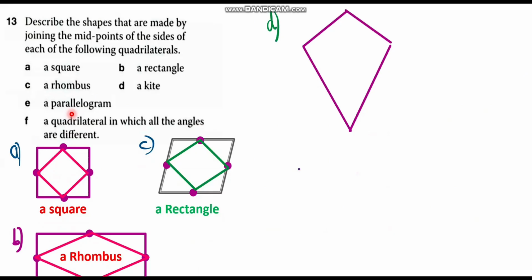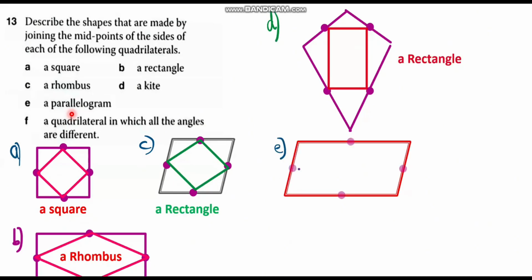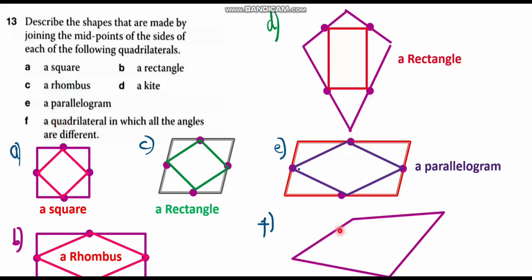In a kite, if we join the midpoints, we get a rectangle. In a parallelogram, if we join the midpoints, we get another parallelogram. And in a quadrilateral in which all angles are different, we can see over here, and if we join the midpoints, we get a parallelogram.